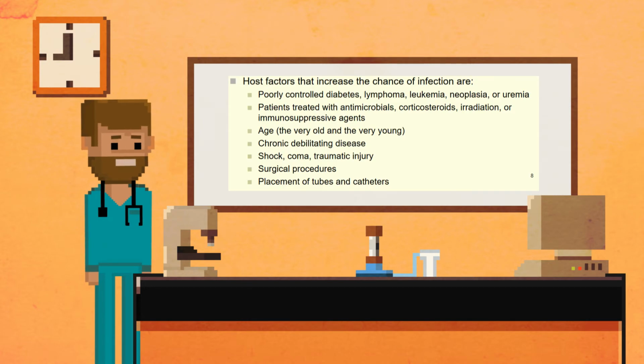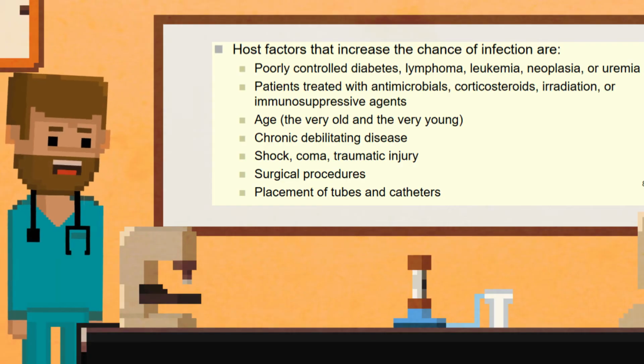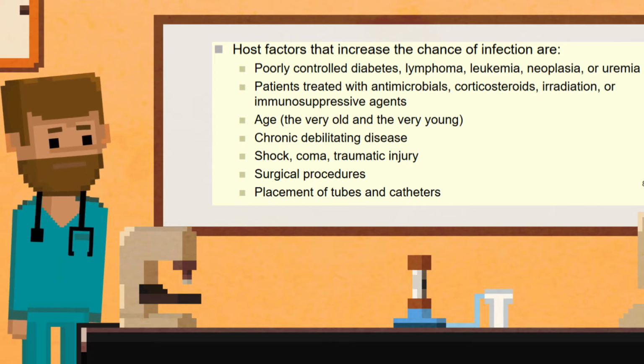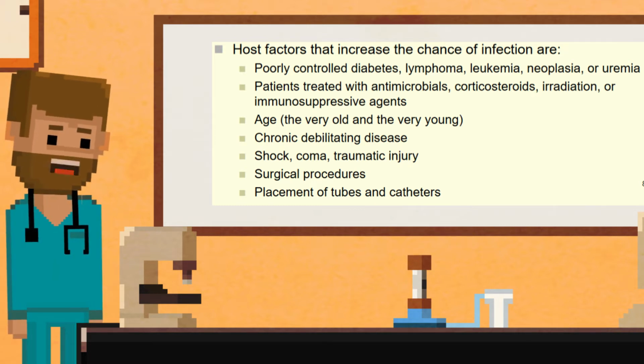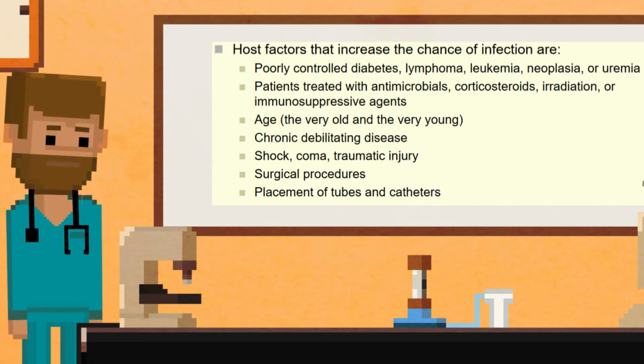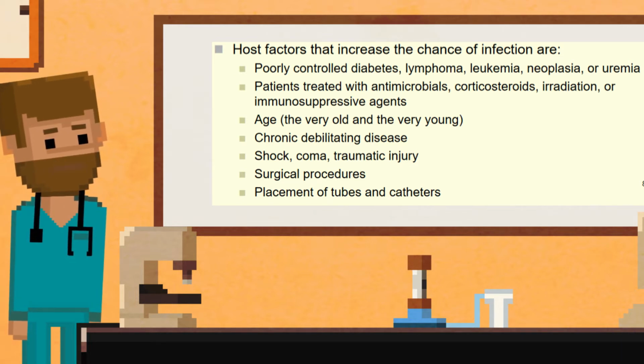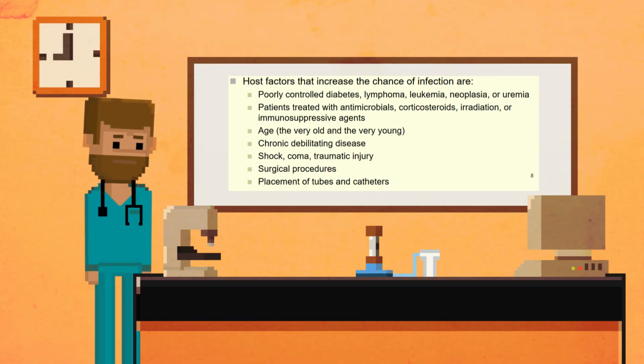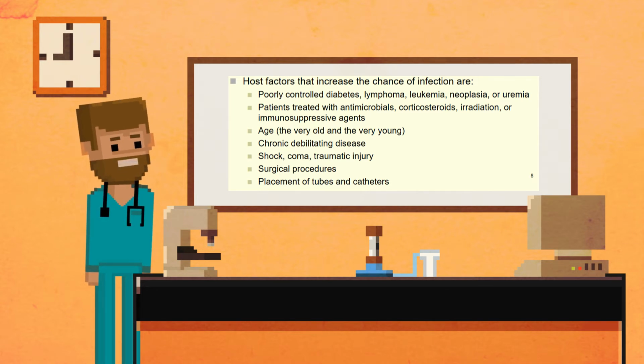The next thing we need to know are factors that increase the host's susceptibility. These are things like poorly controlled diabetes, cancer, lymphoma, leukemia, and patients treated with antimicrobials. We talked about corticosteroids that can affect the immune system. There are also immunosuppressive agents. And then we talked about age: old people and young people have weaker immune systems. And a few other things. We talked about placement of tubes and catheters. These provide additional routes for infectious agents to enter the body.